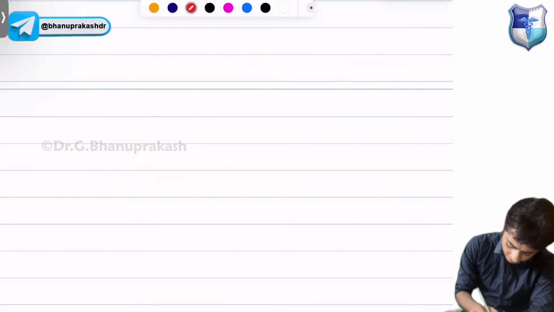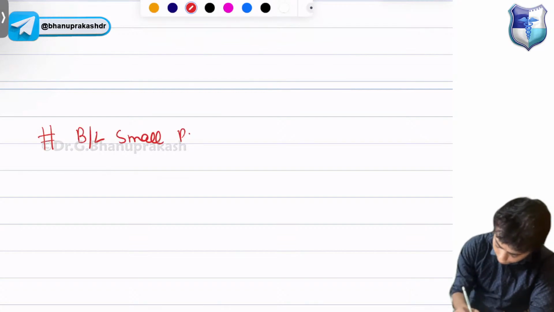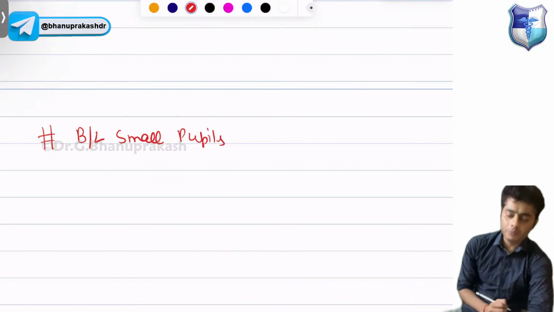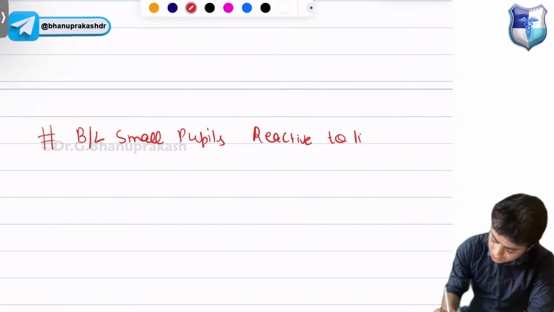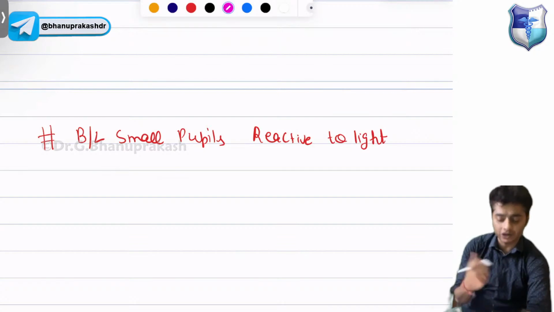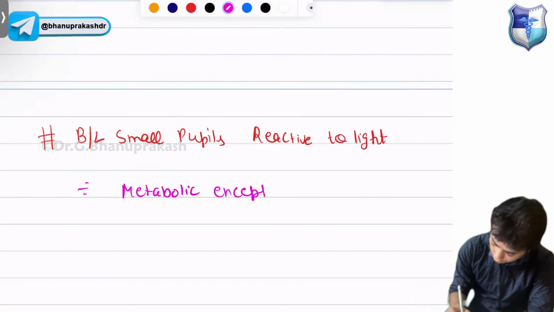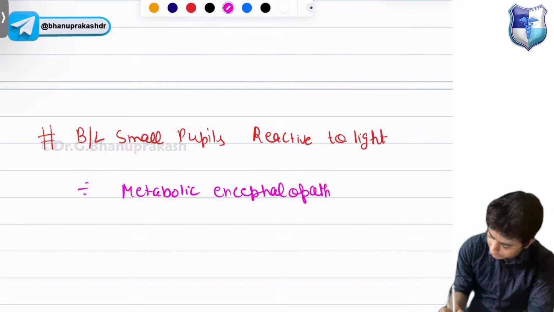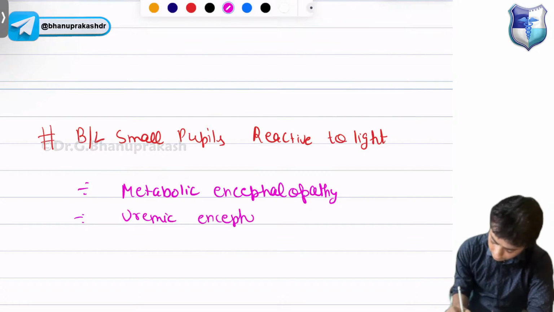There are some conditions in which there is a bilateral small pupil, which is reactive to light. So what are the conditions in which the pupils are bilaterally small and reactive to light? These are your metabolic encephalopathy or uremic encephalopathy.